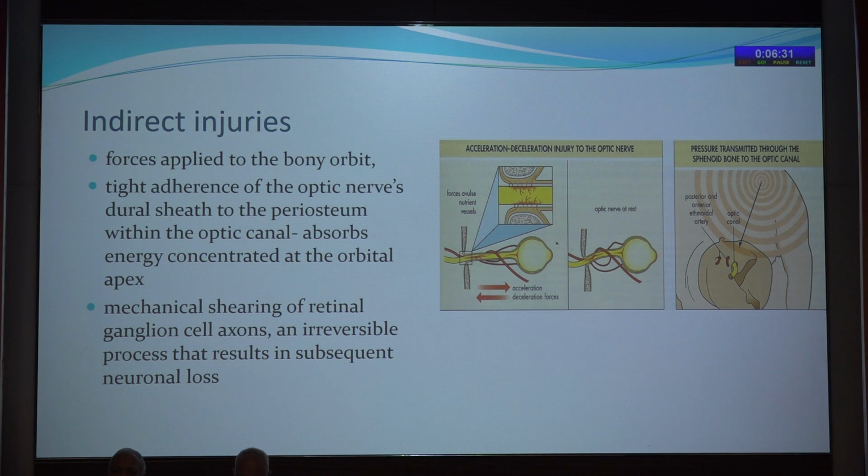The indirect injuries are a little different. Again, forces are applied to the bony orbit or to the head or to the area around the brow, and because of the tight adherence of the optic nerve at the optic canal, there is acceleration-deceleration force, leading to concussion injury and mechanical shearing of retinal ganglion cells, which causes an irreversible neuronal loss and loss of vision.